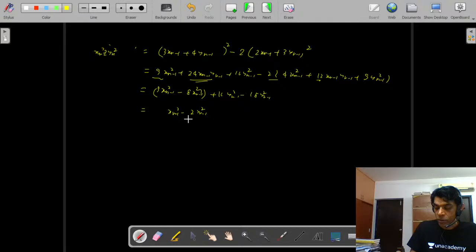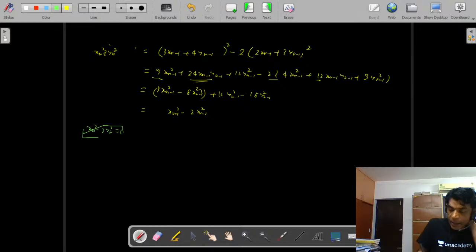So we got xn squared minus 2yn squared equal to 1. We proved by mathematical induction that it is true. Is it all right? That induction idea is all right? Are you aware of that? This is a good one.